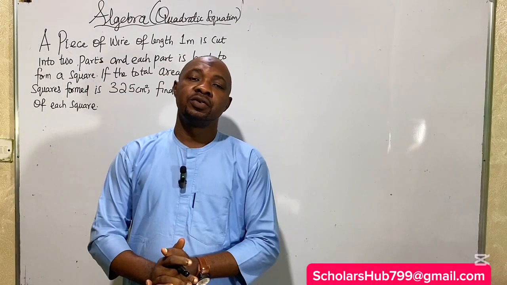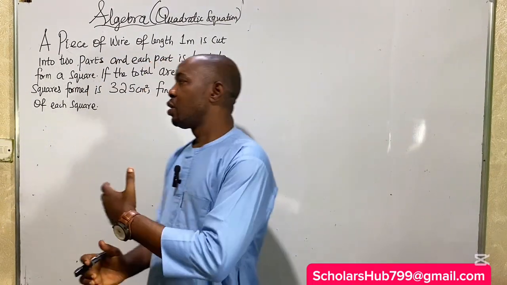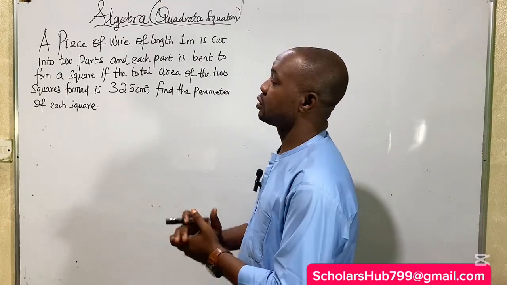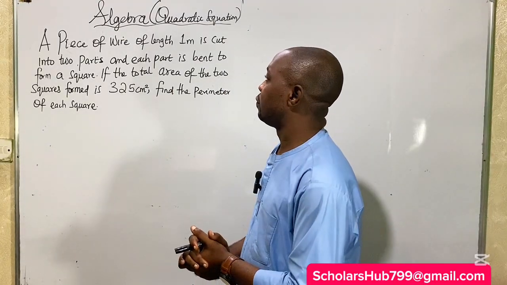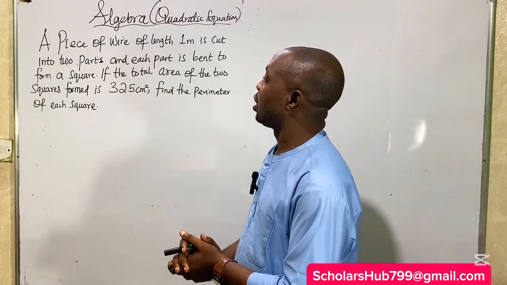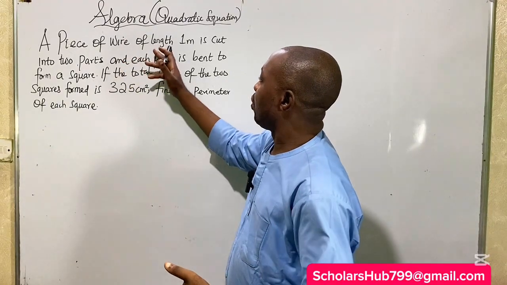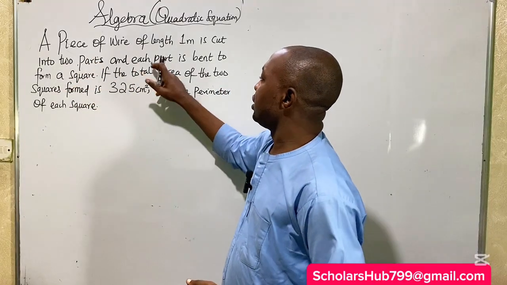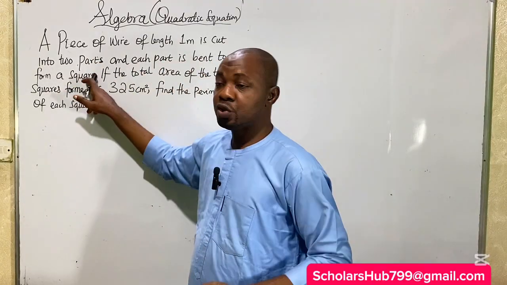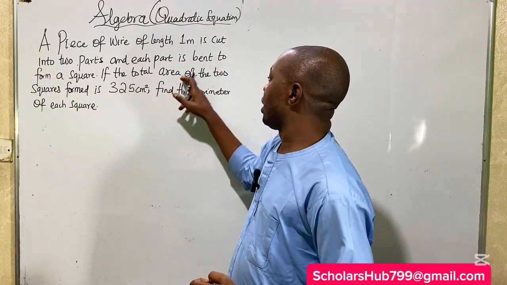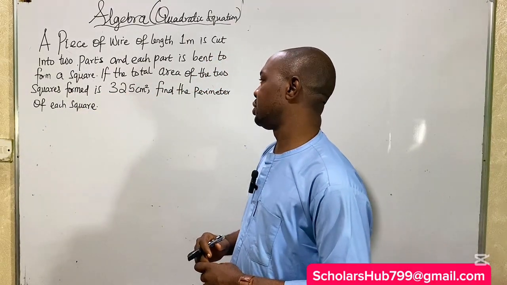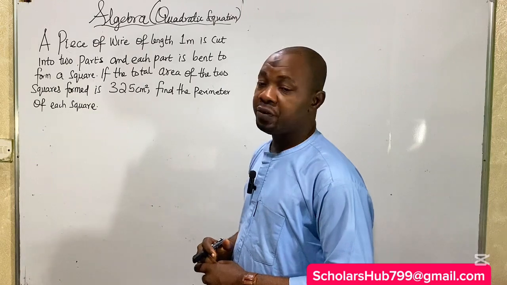Welcome to another video. Today we have this nice quadratic equation problem to solve. Very simple question. We have a piece of wire of length 1 meter cut into two parts, and each part is bent to form a square. If the total area of the two squares formed is 325 square centimeters, find the perimeter of each square.